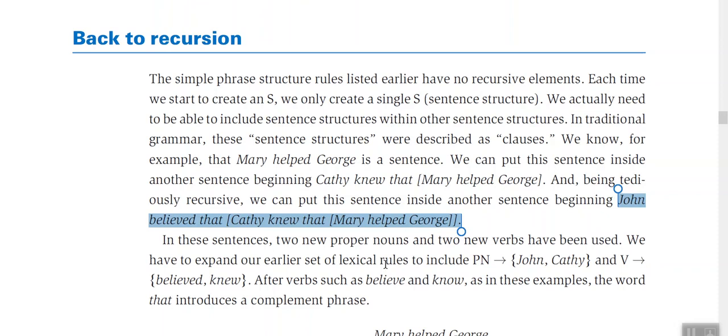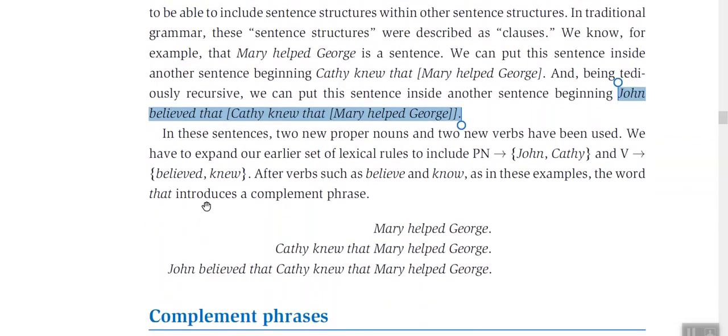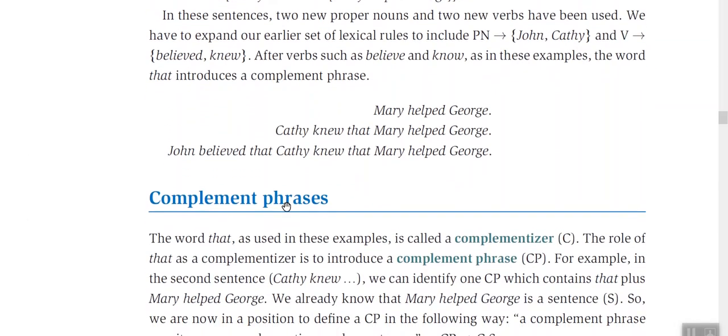So one may ask, how can we make a tree diagram for more than one sentence together? We will see. In these sentences, two new proper nouns and two new verbs have been used. We have to expand our earlier set of lexical rules to include the proper nouns John and Kathy, and the verbs believed and knew. After verbs such as believe and know, as in these examples, the word that introduces a complement phrase. We will see this in detail here.